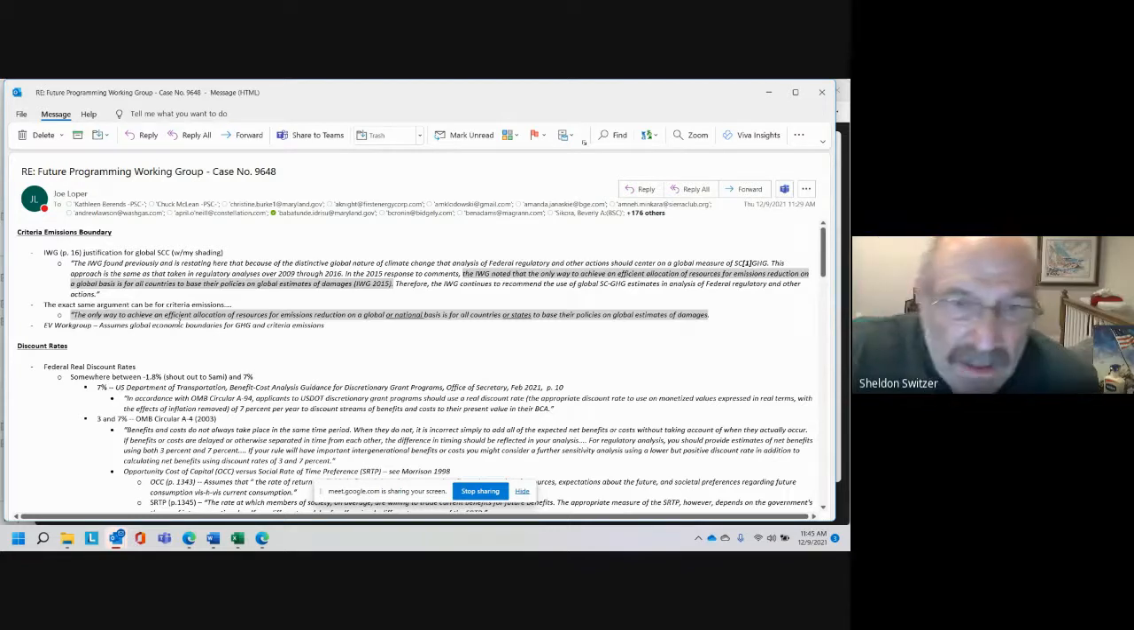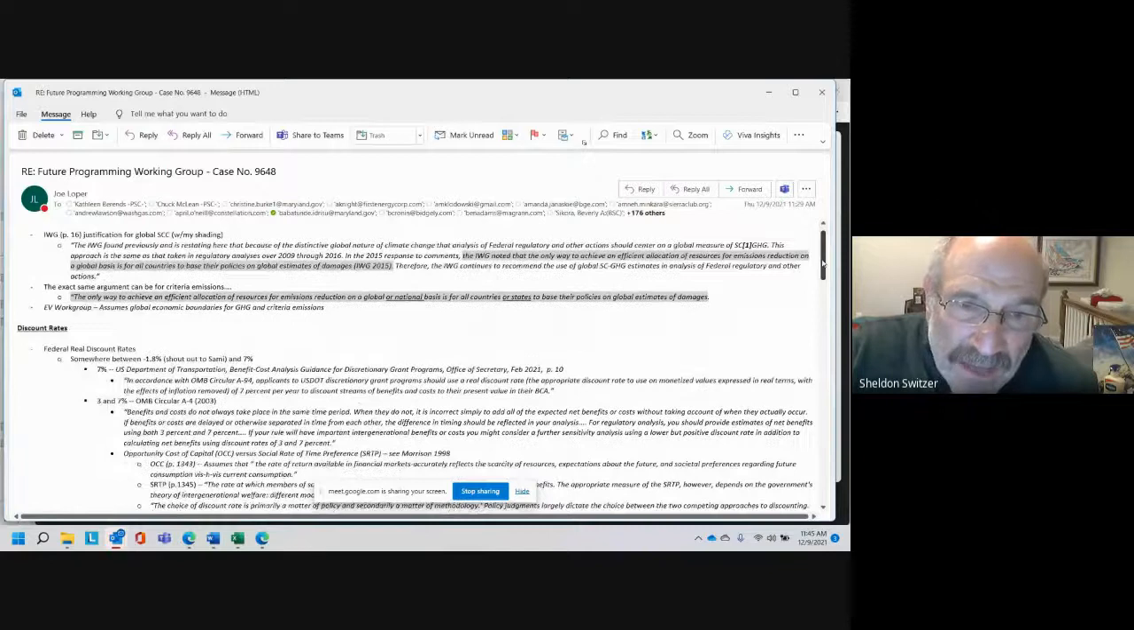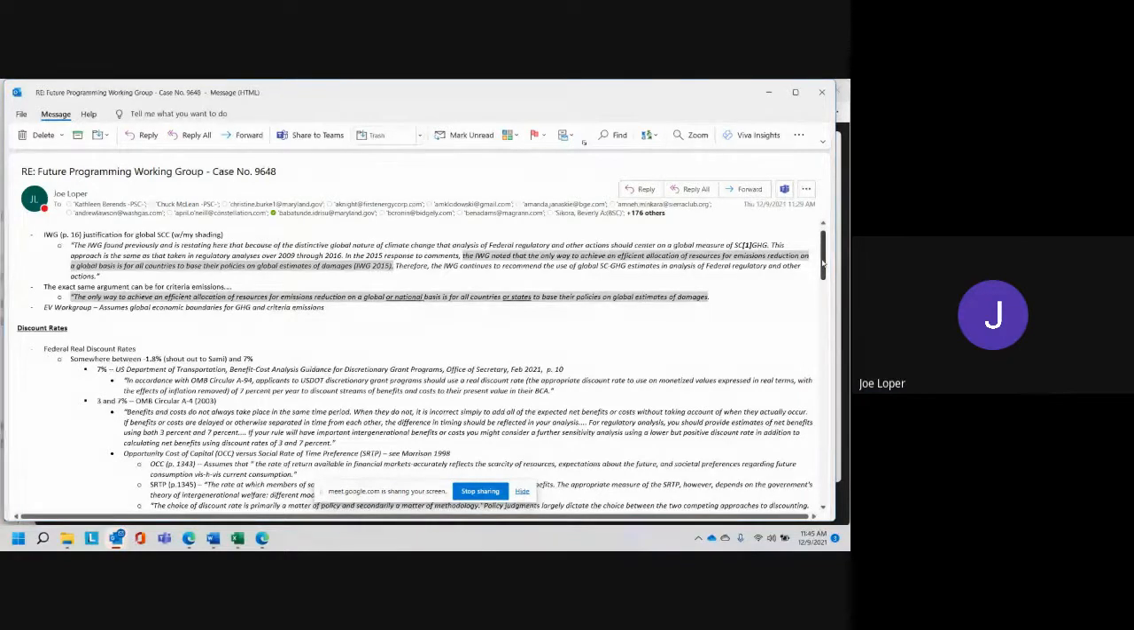Yeah, I just want to know, and I'm okay. So basically, the IWG did not say necessarily that this principle should apply to criteria emissions. They didn't say it should apply to anything. They were only talking about GHG emissions. I'm arguing that there's no difference. That there's functionally no difference.